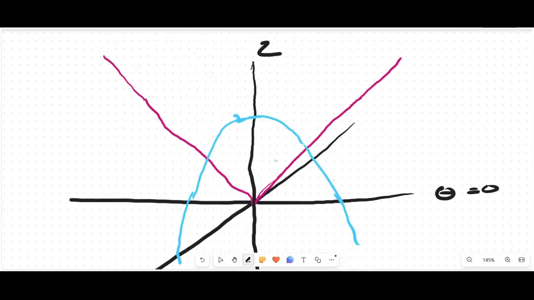I'm not happy with this drawing, but can I cheat and do it like this? Boom. That's that direction, and then I've got one more direction.